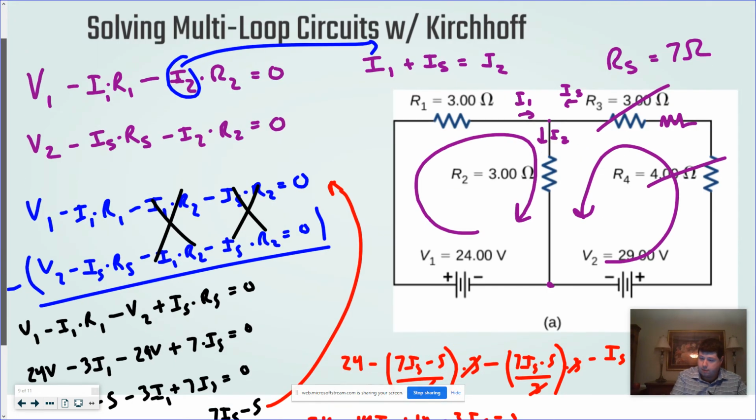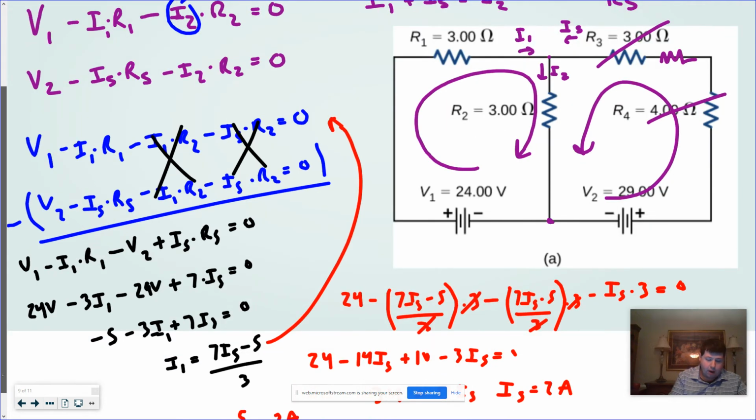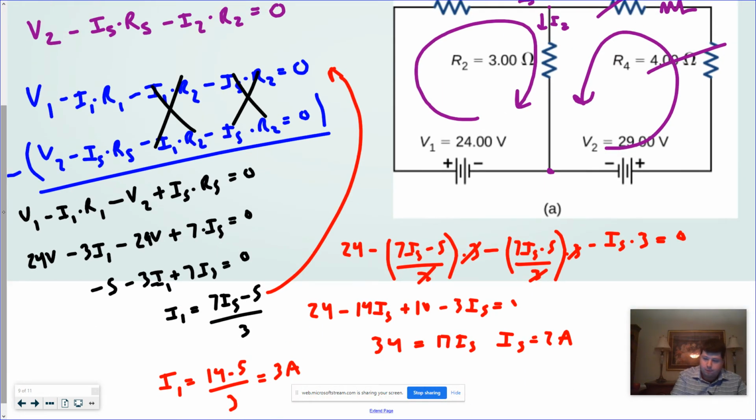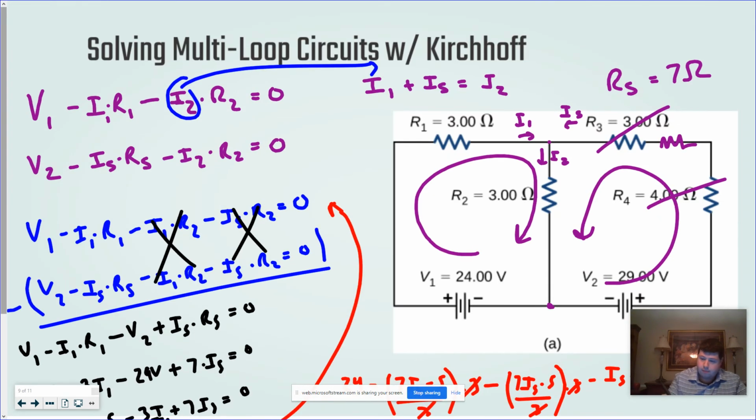If I wanted to, I could easily figure out what I2 would be. I2 would be the 3 amps plus the 2 amps, which would be 5 amps. And then I could solve for anything I wanted in this circuit at this point. But I don't want to because that's a lot of work, and I've already done a lot of work. Once you get those final currents there, you're pretty much in the clear. So that's how you solve a multi-loop circuit using Kirchhoff's laws.